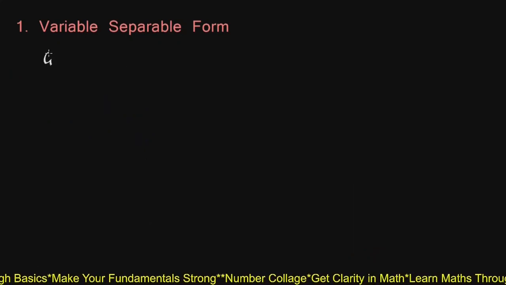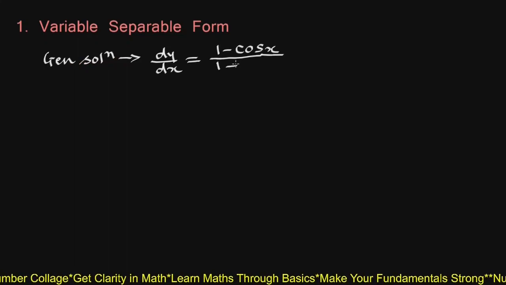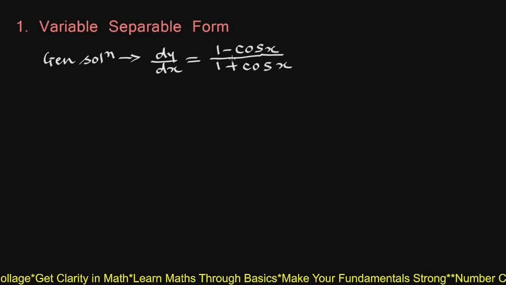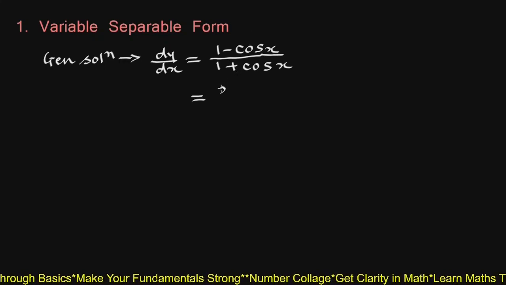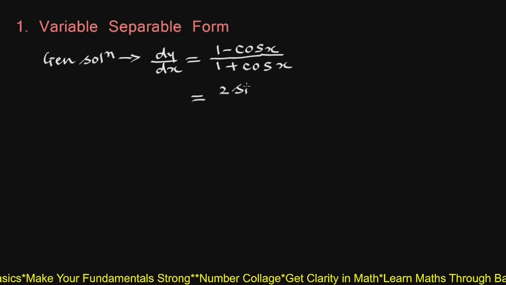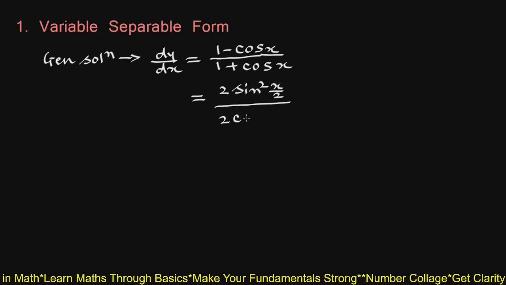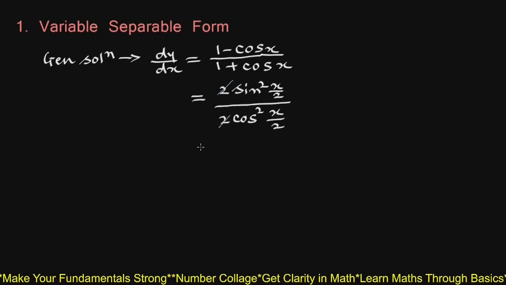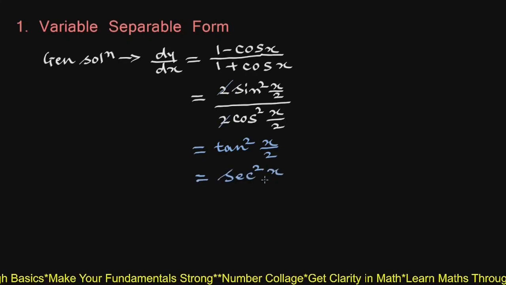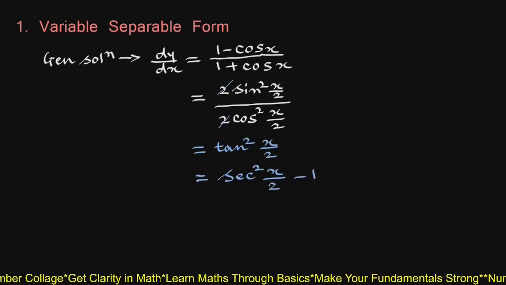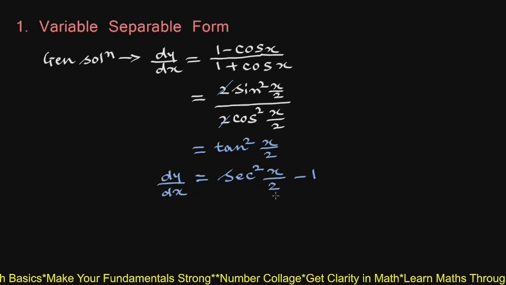Find the general solution of dy by dx equals 1 minus cos x upon 1 plus cos x. We will transform this rational function into a simple function by substituting 1 minus cos x as 2 sin square x upon 2 and 1 plus cos x as 2 cos square x upon 2. After cancelling 2, we get tan square x upon 2, which is sec square x upon 2 minus 1 according to a trigonometric identity. So dy by dx equals sec square x by 2 minus 1.